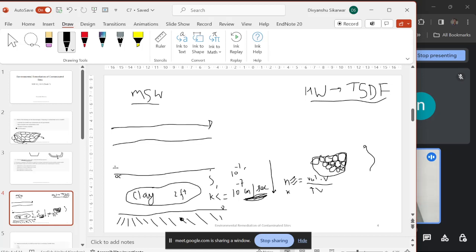So above this, there will be one more layer of HDPE. HDPE is high density polyethylene.